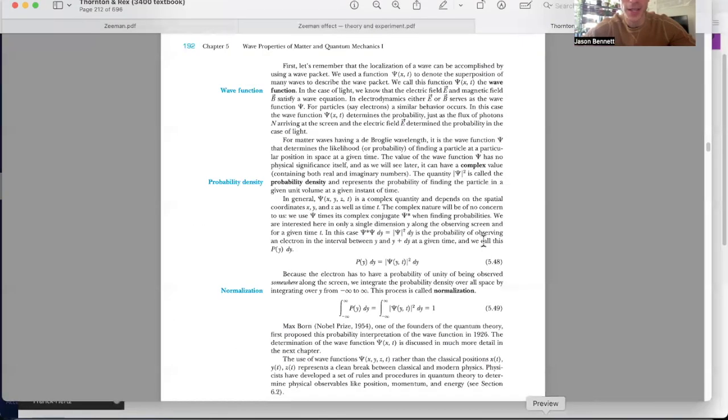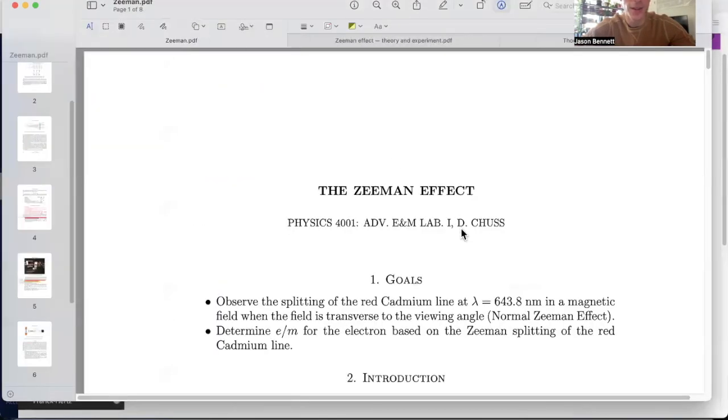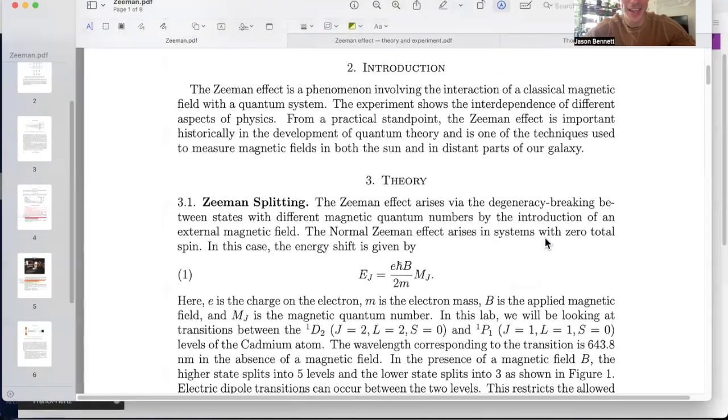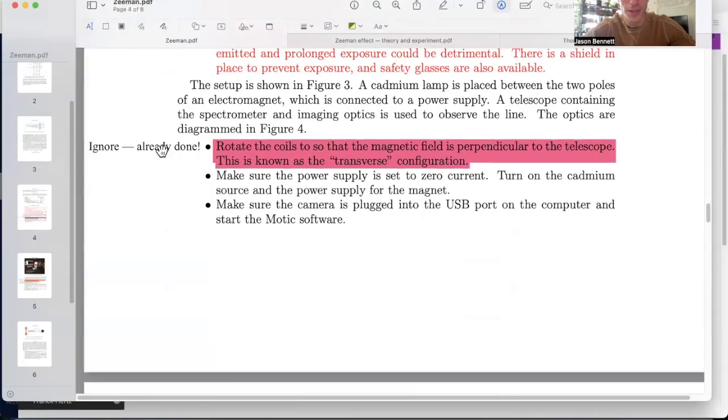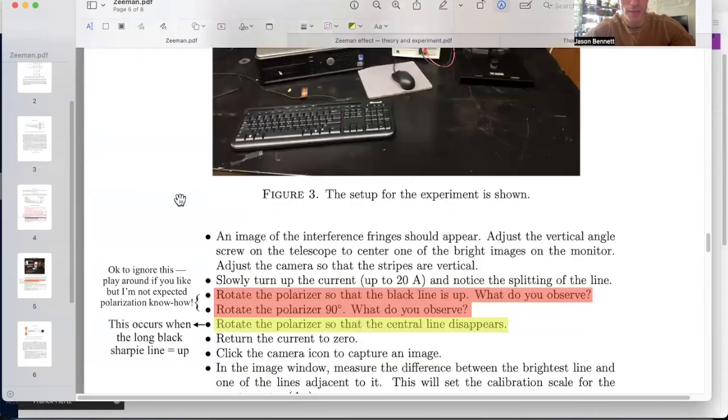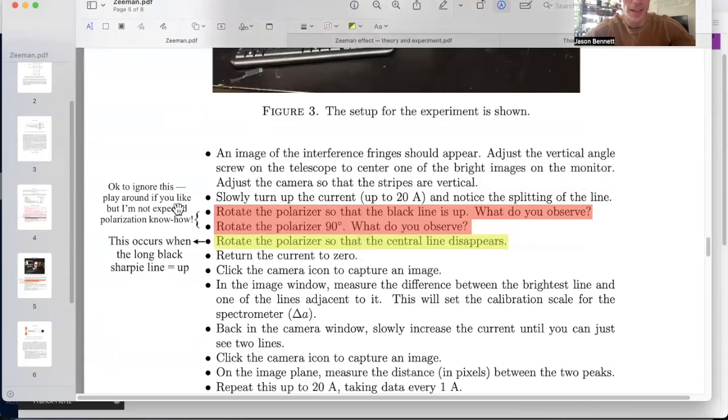I've modified it a little bit, but you'll notice, who's the author on this? Professor Schuss. So this is very, very well done. A few modifications just in the experimental section that will save you some time, giving you exactly the things.